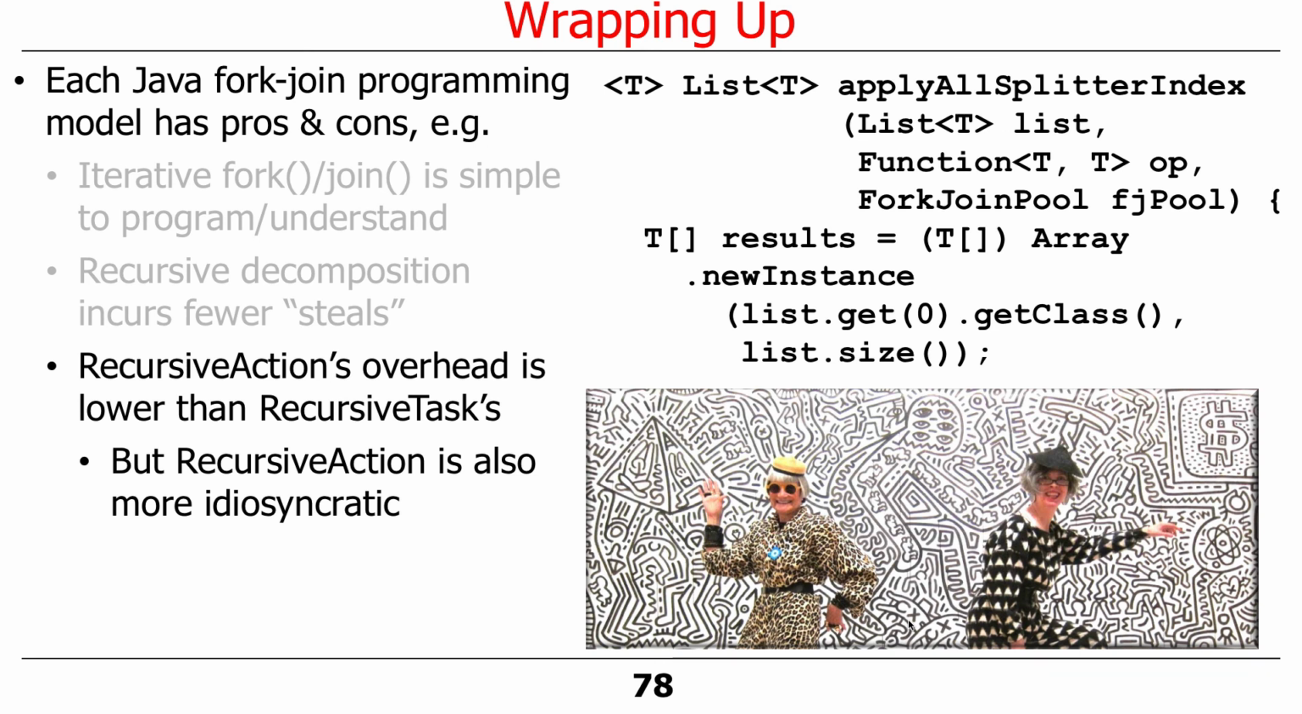But recursive action is a bit more idiosyncratic, right? This particular approach where we're going to have the generic arrays, that's just wacky, right? If you look at this code, you probably have to think pretty hard to figure out what the heck's going on. That's why I said another alternative approach to this would be to just have this method pass in the results array here at the top. And then you could make it much cleaner, right? You wouldn't have to do all this stuff.